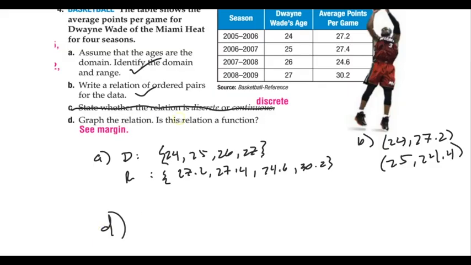Actually, I don't need to graph it. I know it's a function. All the x's are different. The domain doesn't repeat, so it's a function. But we'll graph it to make them happy. I'm going to do a crappy graph. 24 and 27, like that. And then 25 is a little bit higher, even less than that. 26 had a down year. And then 27, he came back with a vengeance. So let's connect the dots. So again, yes, it's a function. Passes the vertical line test.